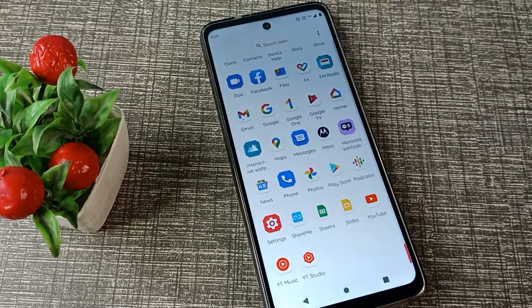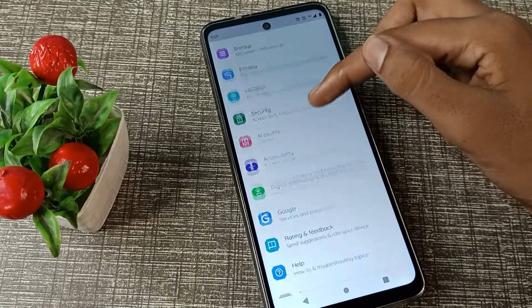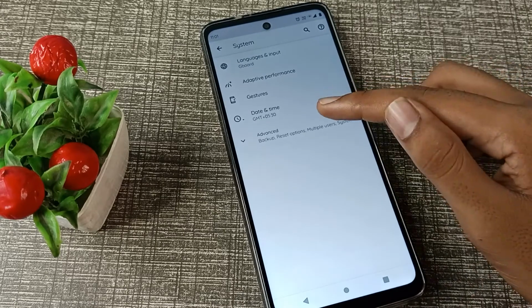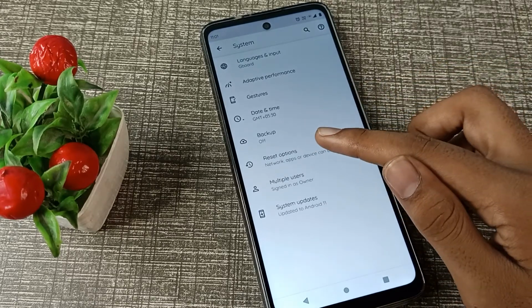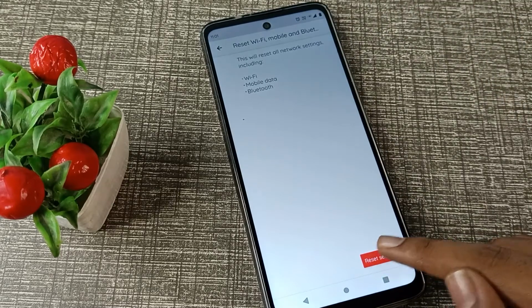So first of all guys, open your phone setting to solve your internet problem. Then guys, scroll it, system setting, advanced, reset option, reset setting. Guys, tap here, and guys this reset setting, tap here.